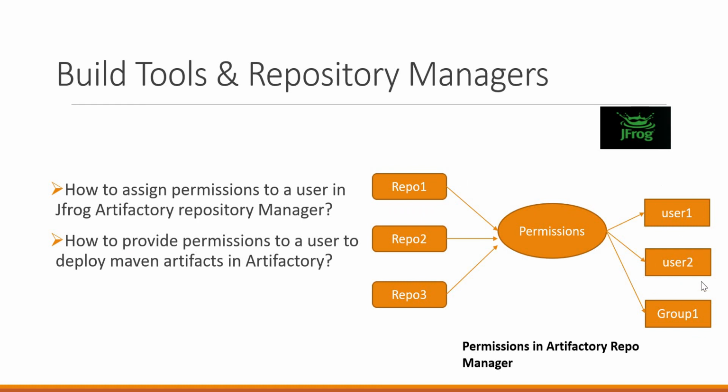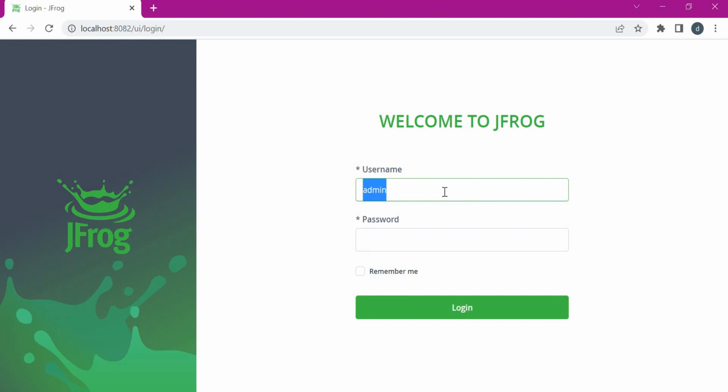Now let us create a user and we'll create a group. We'll assign the user to the group. Then we'll create a permission, and while creating the permission, we'll add the group as well as the required repositories. Let us start. Now let us log into the Artifactory with admin credentials.